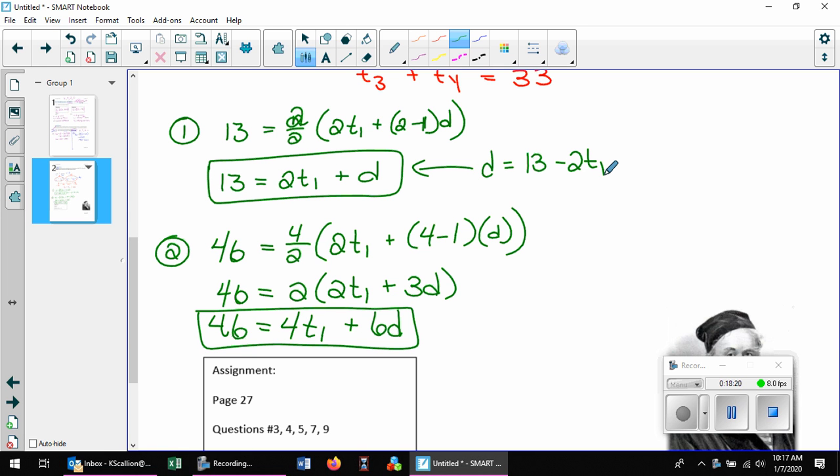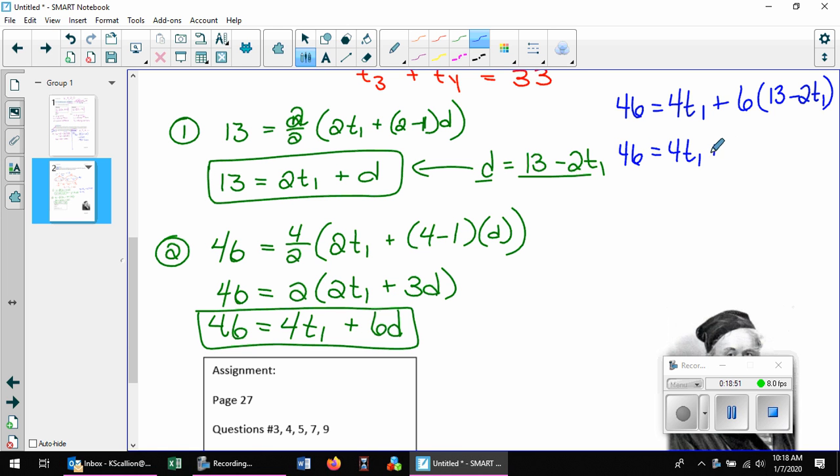So now what I'm going to do, because I have this equivalent statement, I'm going to go into here and replace d with this expression. So 46 is equal to 4t1 plus 6 times, and I'm replacing the letter d with the 13 minus 2t1. 46 is equal to 4t1 plus 78 minus 12t1.